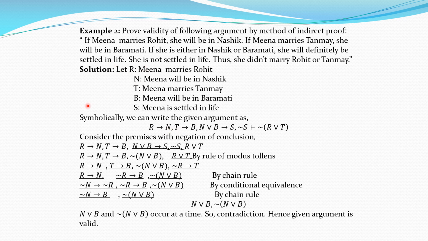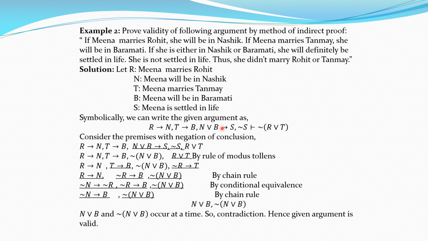Then not settled in life is also given, so it is negation of S. Thus is nothing but the conclusion. It yields she did not marry Rohit or Tanmay. It means she married neither Rohit nor Tanmay. So neither Rohit nor Tanmay means negation R and negation T, or you can write simply negation of R or T. So this is the argument in symbolic form.